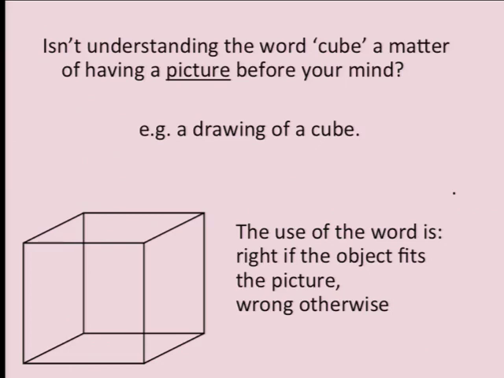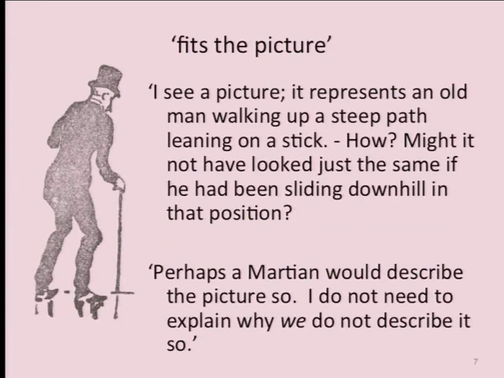The image in your head can be interpreted in endlessly many different ways. One poignant example: I see a picture, it represents an old man walking up a steep path, leaning on a stick. How? Might it not have looked just the same if he had been sliding downhill in that position? I've just actually spent half an hour this morning, when I should have been working, looking at pictures of people going uphill and thinking, no, maybe they're sliding downhill. Right. So you can see this guy in either way, right?